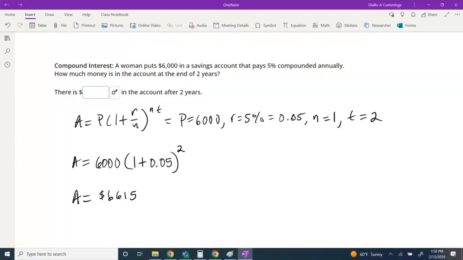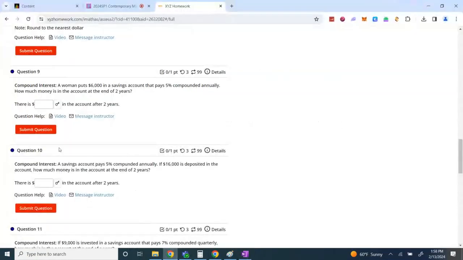And you will never get that in the bank. So the amount in the account after 2 years should be $6,615. So notice that this doesn't really separate out the interest. It adds the interest back into the amount in the account.